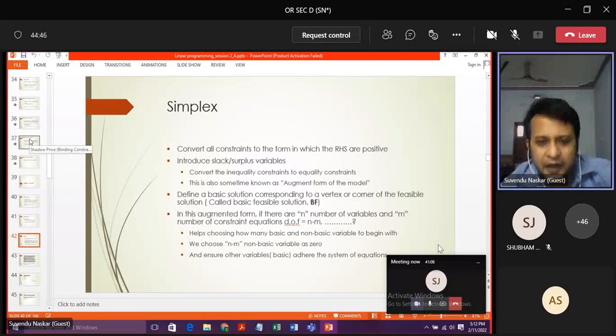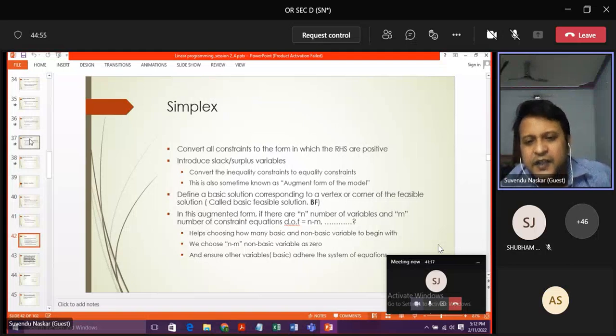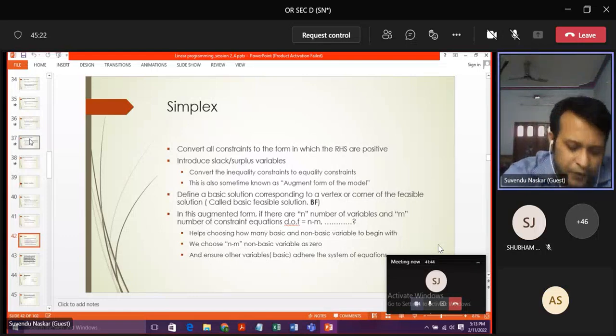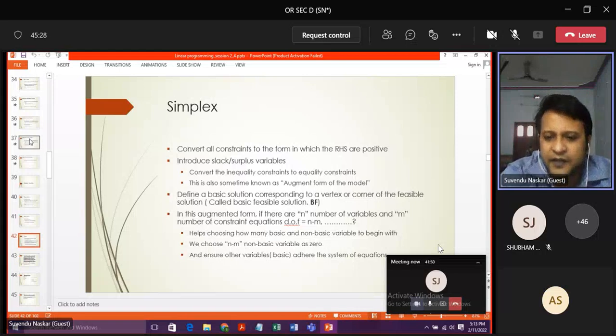So earlier what we were calling a corner point feasible solution, in this form we will call a basic feasible solution. Previously we were starting from 0 0. Now we will have x1, x2, s1, s2, or whatever, maybe s5 or something like that. So any solution where we are starting is called a basic feasible solution. If there are n number of variables and m number of constraint equations, my degrees of freedom are n minus m for this approach. Some of these comments will be more clear when we start solving simplex. It helps choosing how many basic and non-basic variables to begin with.